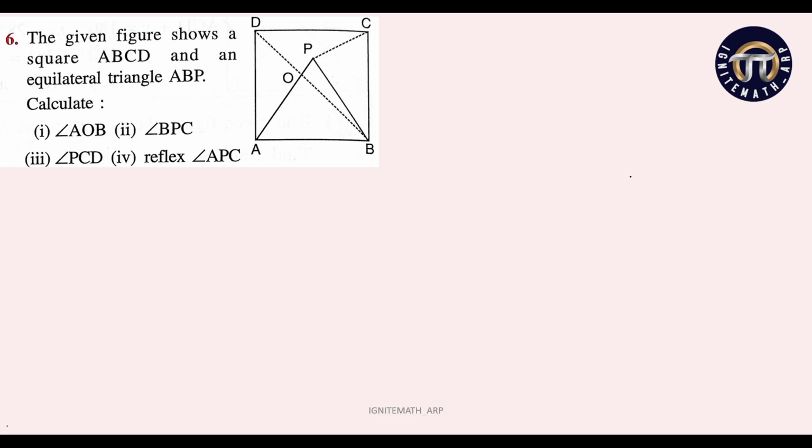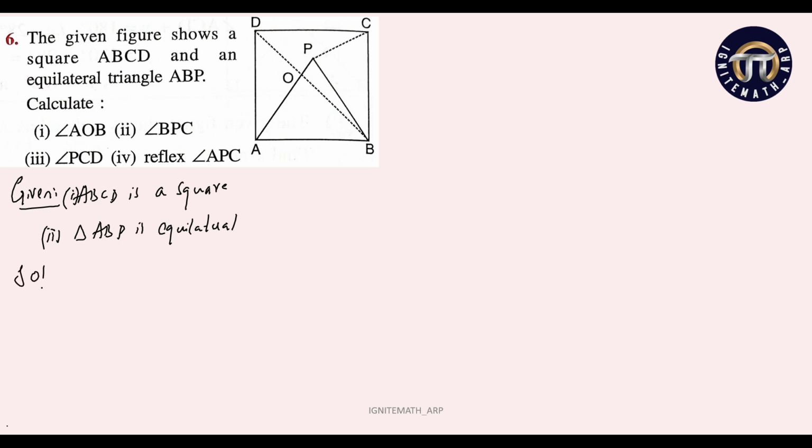The given figure shows a square, right? So what is given over here? ABCD is a square. That is one thing that is given. And the other part is that triangle ABP is equilateral. So you are supposed to calculate AOB, BPC and PCD, and also the reflex of APC. So let us see how we can prove it. Now let me mark it, children, over here.